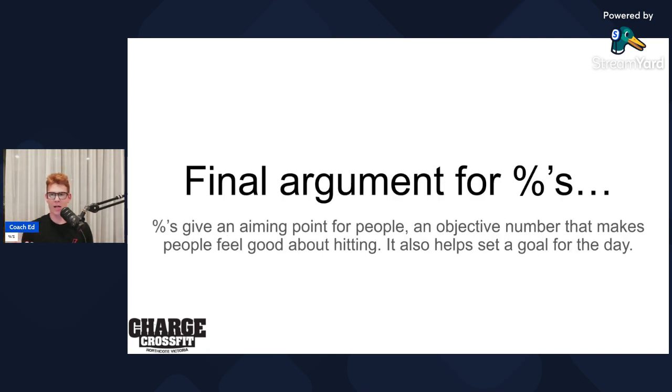So here are the final arguments for percentages. Percentages give people an aiming point, and an objective number that makes them feel good about hitting it. It also helps set a goal for the day, which I guess is the same thing. If this is done with the caveat of understanding that, hey, I love the idea that we're coming in here trying to do this percentage, but all these other things need to be in place. Like, you need to be moving well, you need to be fully recovered from yesterday to be able to hit those percentages. Otherwise, you won't be able to. Then I think percentages works really, really well.